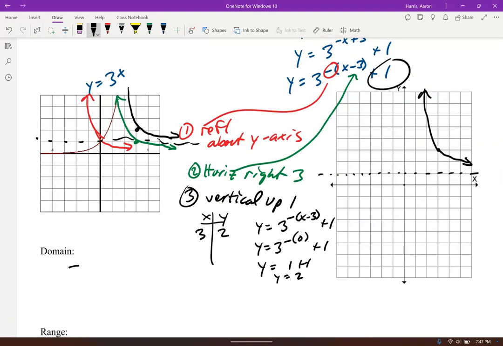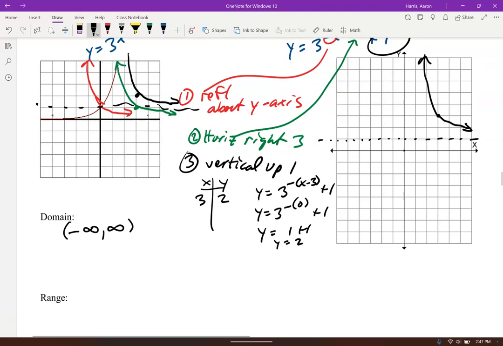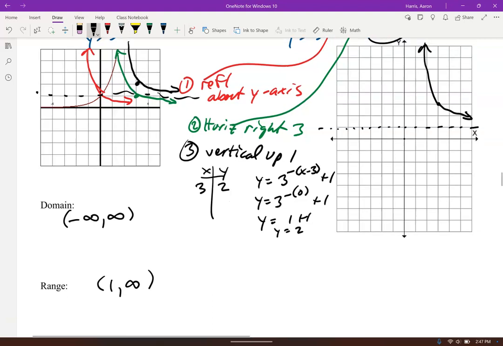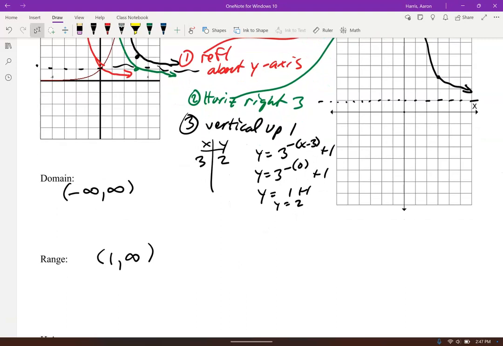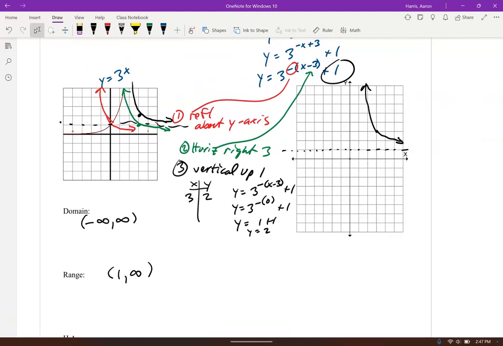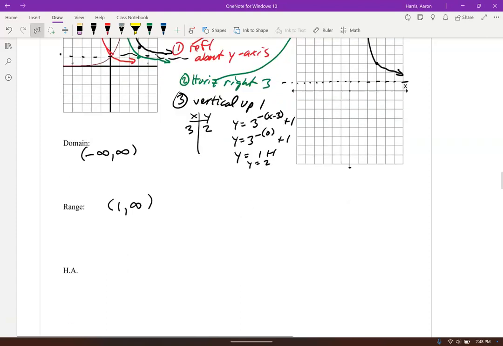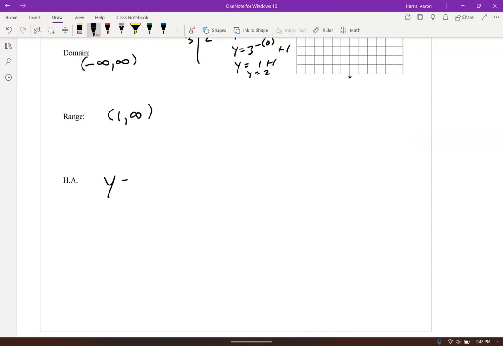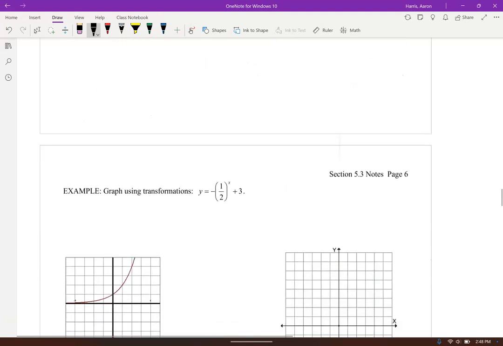And then your domain, negative infinity, positive infinity, your range would be from 1 up, right? Because your horizontal asymptote is y equals 1. And there's a little look at your graph. And again, plot some more points if you'd like to get that a little bit more exact. But let's go ahead and move on to our next one here.